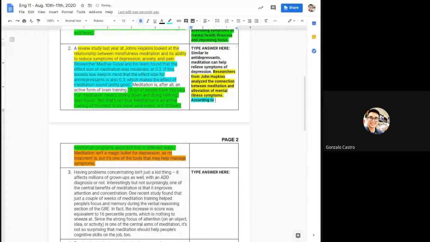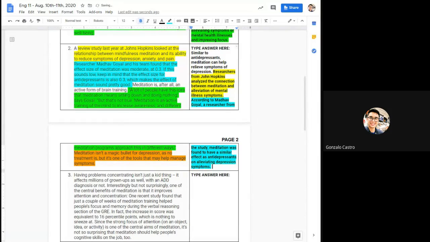So according to Madhav Goyal, a researcher from the study, meditation was found to have a similar effect as antidepressants on alleviating depression symptoms. And to continue, we want to move on to the green sentence.